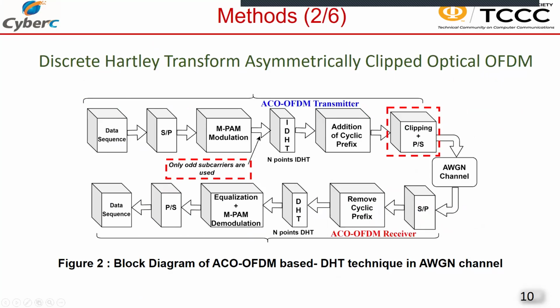Figure 2 shows a block diagram of a discrete Hartley transform-based ACO-OFDM. At the transmitter, data is loaded on the odd index subcarriers without any kind of Hermitian symmetry. The resulting signal obtained after the inverse discrete Hartley transform block is then clipped at 0 and sent over the AWGN channel. At the receiver, the demodulation is processed and the data recovered on only the odd subcarriers after equalization.